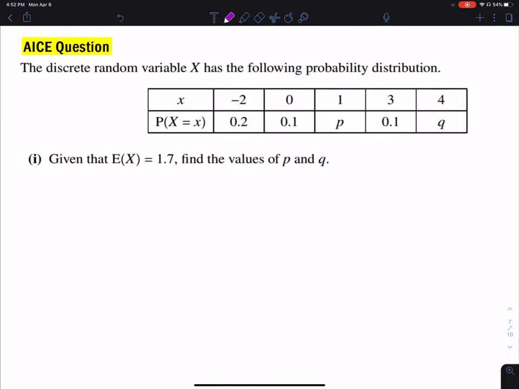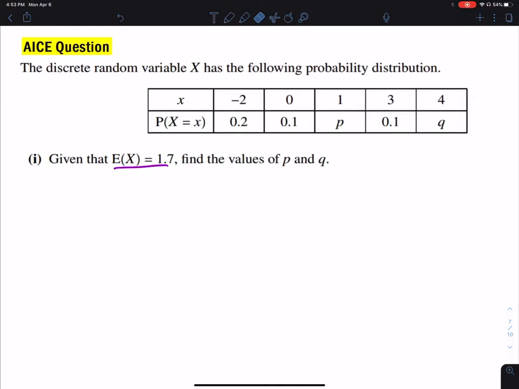And they give us that the expected value is 1.7. Now, like I always try to get lost in thought about what this probability distribution table might represent. Don't do that because we don't know what these x values represent, especially that there's a negative value. So don't try to get lost, just follow your principles. And specifically, AICE does this because they want you to slow down on that part. So they're testing to see, do you know the rule for expected value?